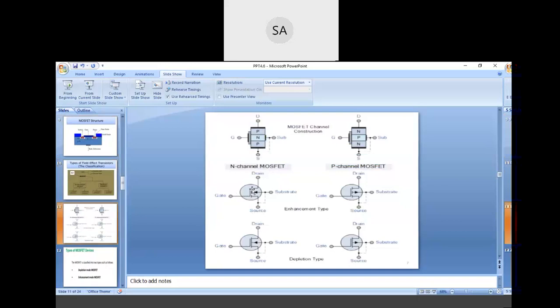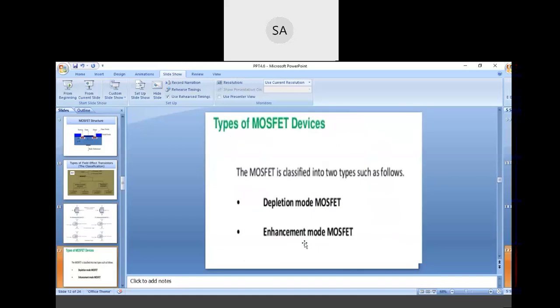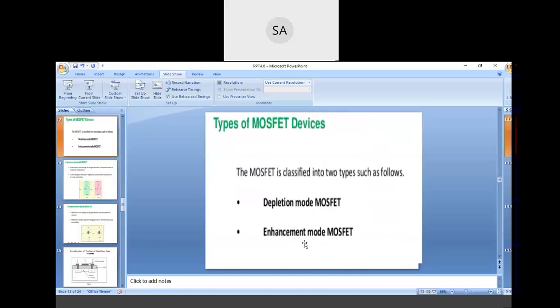In the enhancement MOSFET, there will be a break between the drain, source and substrate, whereas in the depletion mode MOSFET there is no break in the terminals: gate, drain, source and substrate. The substrate also acts as a terminal, and it will be connected internally to the source. And the types of MOSFETs are the depletion MOSFET and the enhancement mode MOSFET.